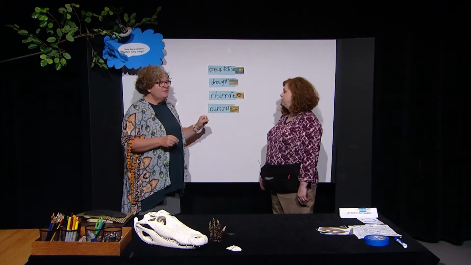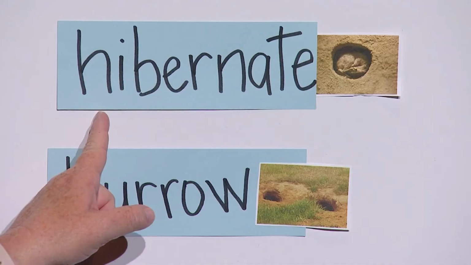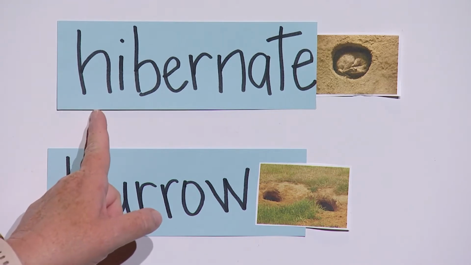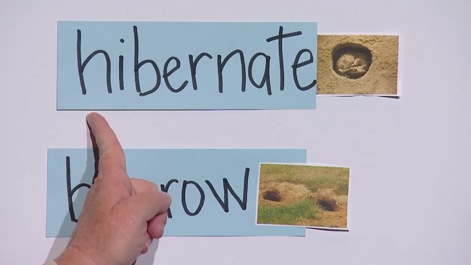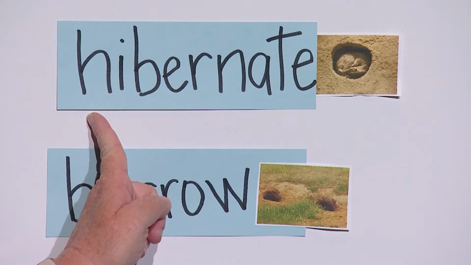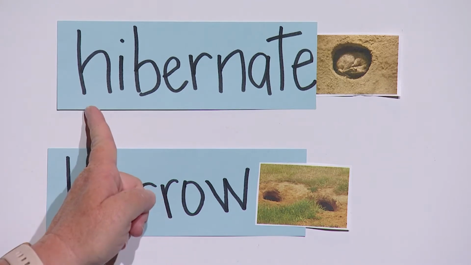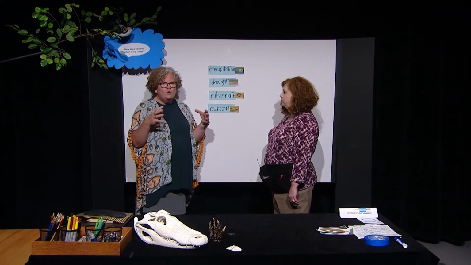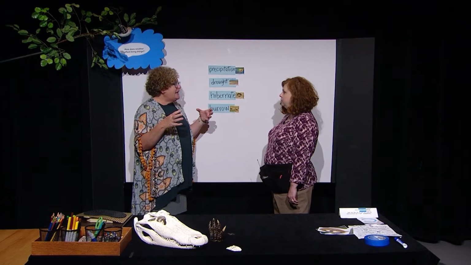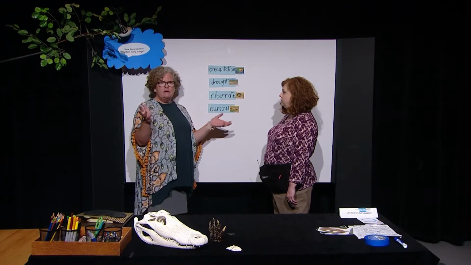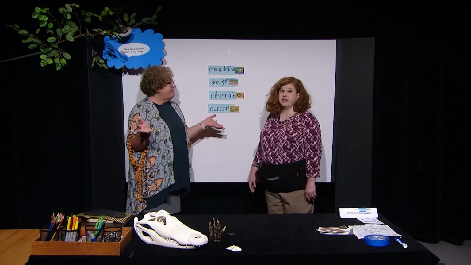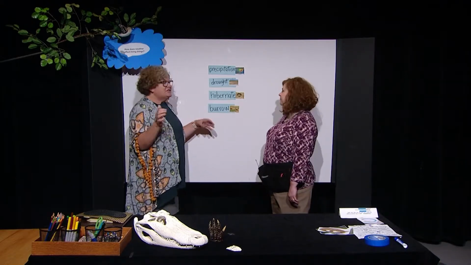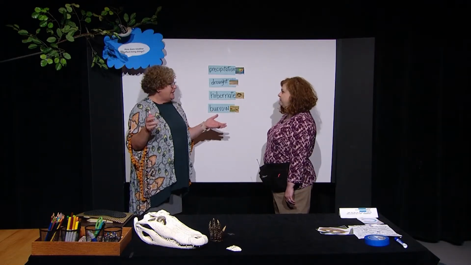And our 2 new words today are hibernate and burrow. Those are great words because they talk about how the weather affects animals. Sometimes animals hibernate. That means they go into a hole when it's cold outside and they sleep the whole wintertime long. Like a bear. A bear hibernates. He goes into the cave and doesn't wake up until it gets warm again.